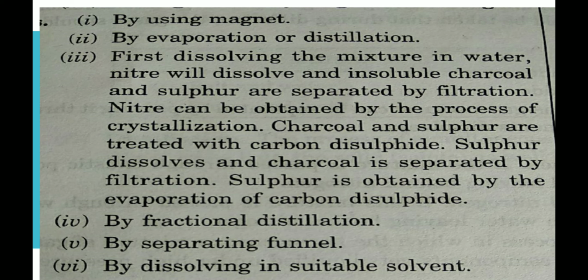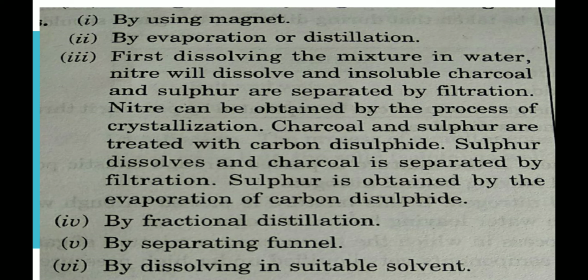Now, the answers to the above questions are like this. Iron and sulfur can be separated by using a magnet. Salt and water can be separated by evaporation or distillation. Nitre, charcoal and sulfur: to separate them, first dissolve the mixture in water. Nitre will dissolve, and insoluble charcoal and sulfur are separated by filtration.